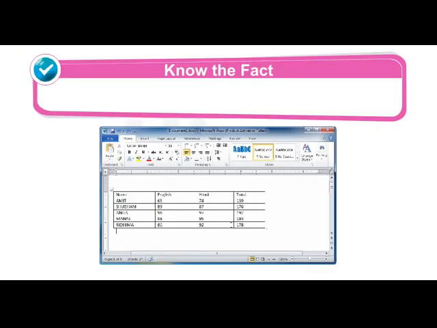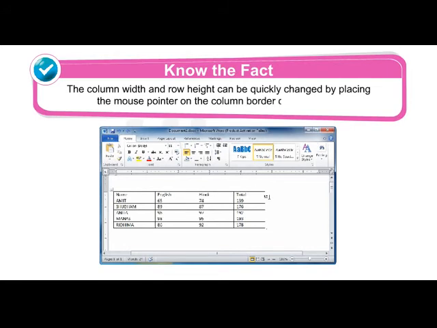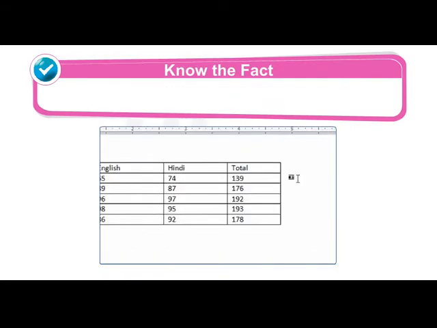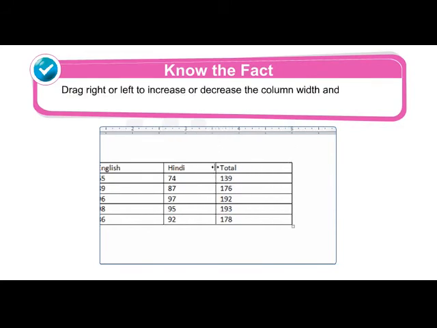Students, know the fact that column width and row height can be quickly changed by placing the mouse pointer on the column border or row border and dragging the double-headed arrow. Drag right or left to increase or decrease the column width, and up or down to increase or decrease the row height.